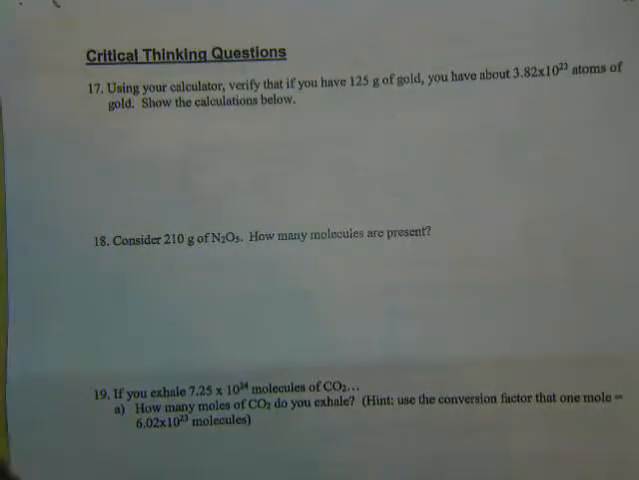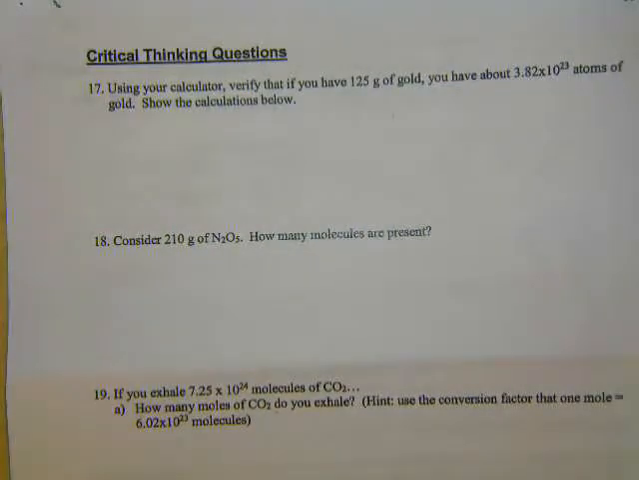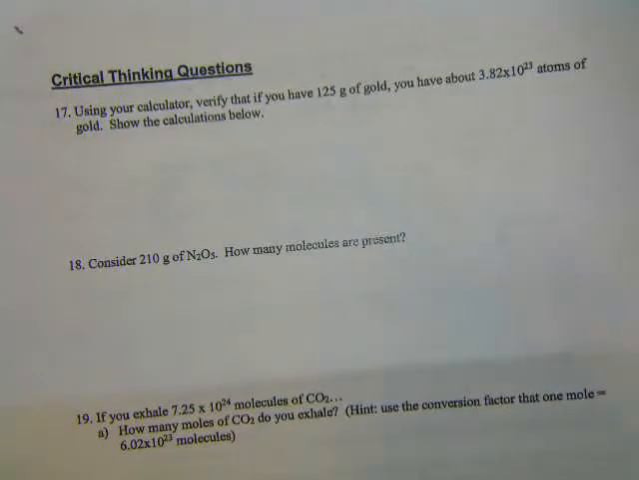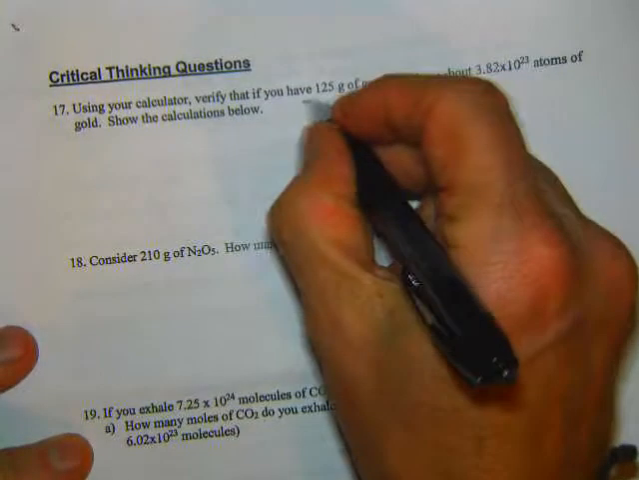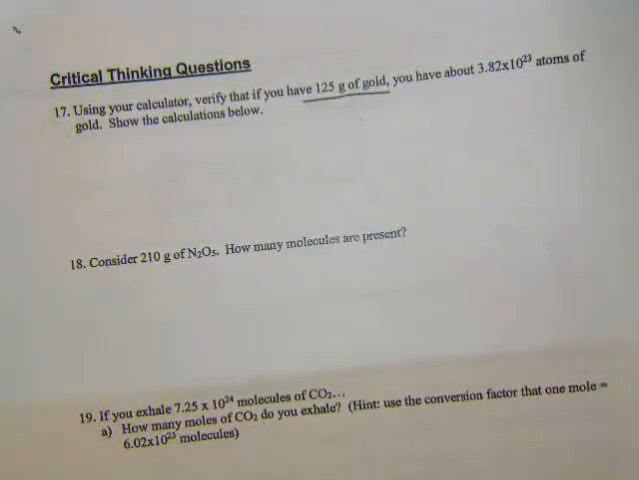And we're looking at mole conversions on here. So we got, again, I don't know why they tell you to use your calculator, but you're going to have to use a calculator. You got 125 grams of gold, and you have about 3.82 times 10 to the 23rd atoms of gold. And we want to just show that that is the appropriate answer here.